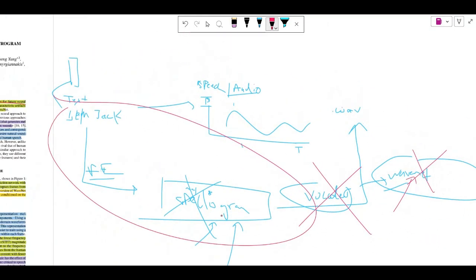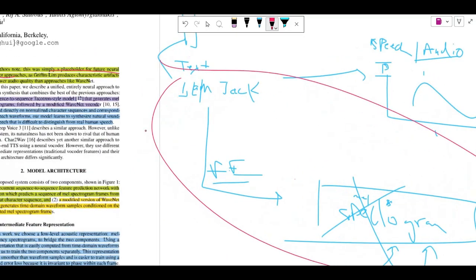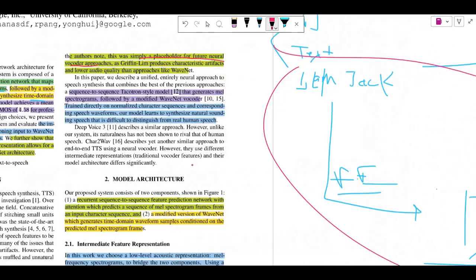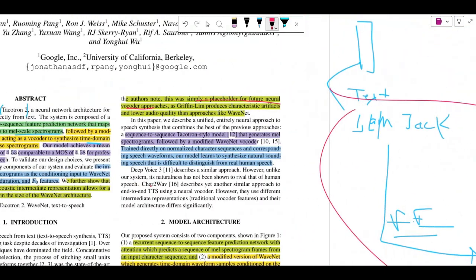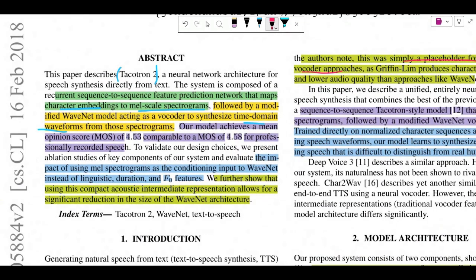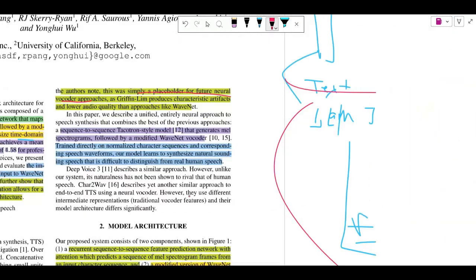So this Tacotron 1 did not have the WaveNet vocoder, and the WaveNet paper did not have the spectrograms. So in this paper, they have both of them. They have the spectrograms and they have the WaveNet-based vocoder, right? And they also say that the spectrograms are a compact representation, which allows their model to have a significant reduction in size compared to the WaveNet.